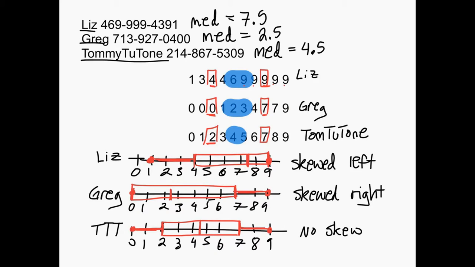My phone number is skewed to the left because the longer part of my graph is over on the left side, and my husband Greg's phone number is skewed to the right. The longer part of his box plot is on the right side.